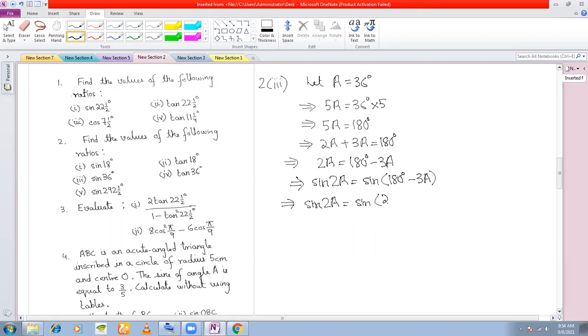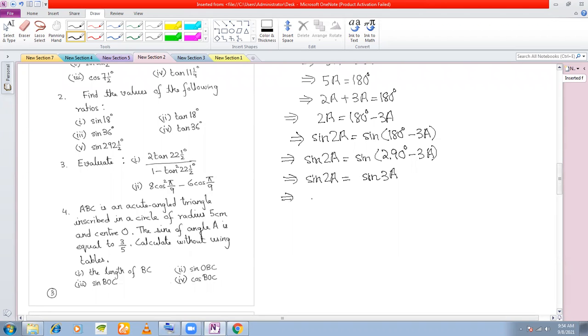180 degree you can write as 2 into 90 degree, even multiple of 90 degree. Now even multiple of 90 degree means what? Even multiple of 90 degree means sine will remain sine. And what is the quadrant? Which quadrant is this angle in? It is in the second quadrant. So second quadrant, sine remains positive. So this becomes sine 3A.